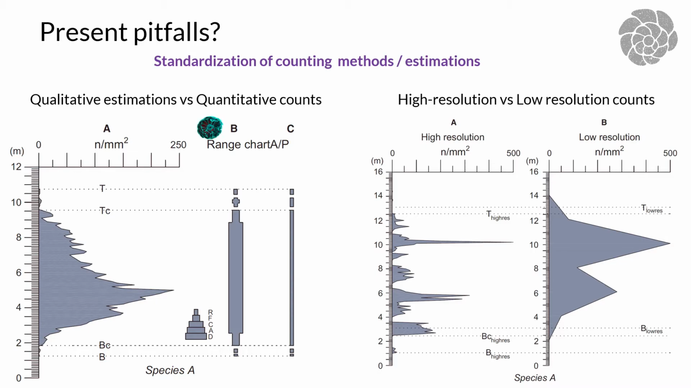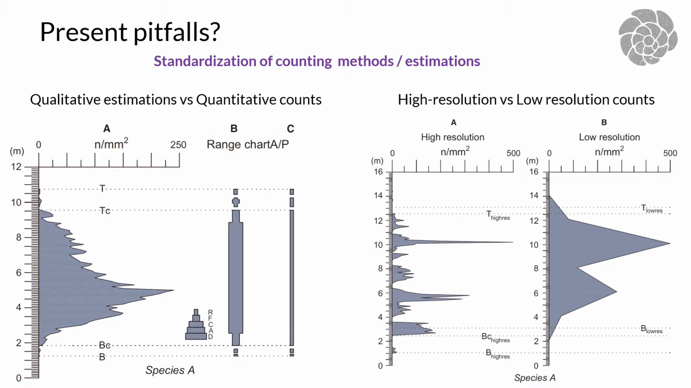But if you go to the right, you have something that we know quite well. That is the range chart that is based on a different approach, so a qualitative estimation of the abundance. And finally, you have the absence-presence diagram. So basically, it's based on the absence and presence of the taxon.